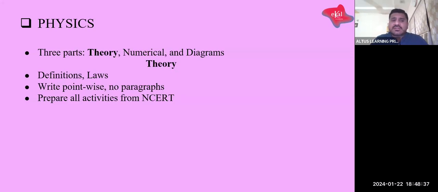In all four chapters, there are definitions. There are laws as well. Make sure that you are remembering the laws and you are writing them the way they are there in the textbook. Do not use your own language, especially in laws, because they are statements given by someone. Right. So it is not advisable to change the language of the laws. However, in any theory, in any activity, you can definitely use your own language.